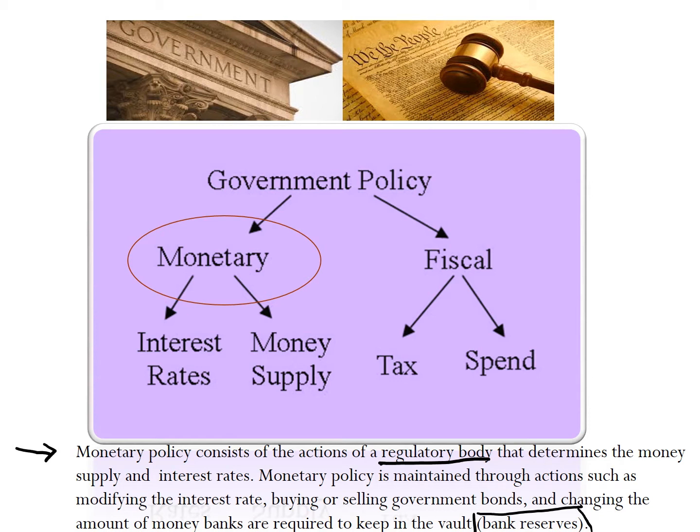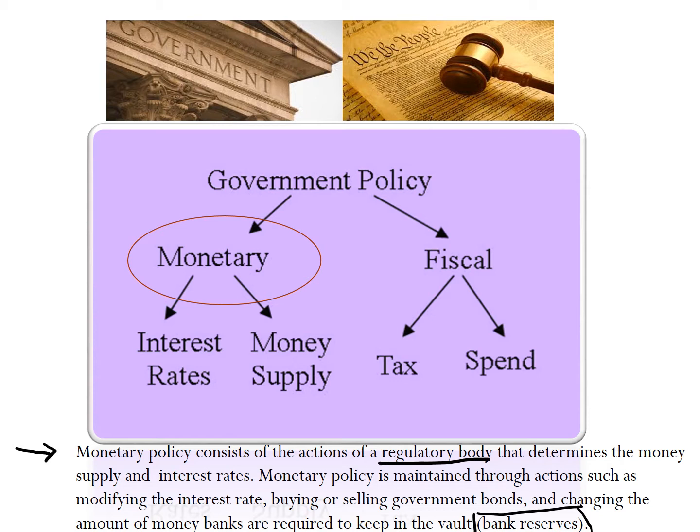Okay, now we said monetary policy is maintained through actions such as modifying the interest rates. So when interest rates are high, you slow down the economy. Interest rates are low, you speed up the economy. Okay, buying or selling government bonds. So if the government wants to mop up money in the economy, take money from the economy and reduce the level of economic activities, they could sell government bonds.